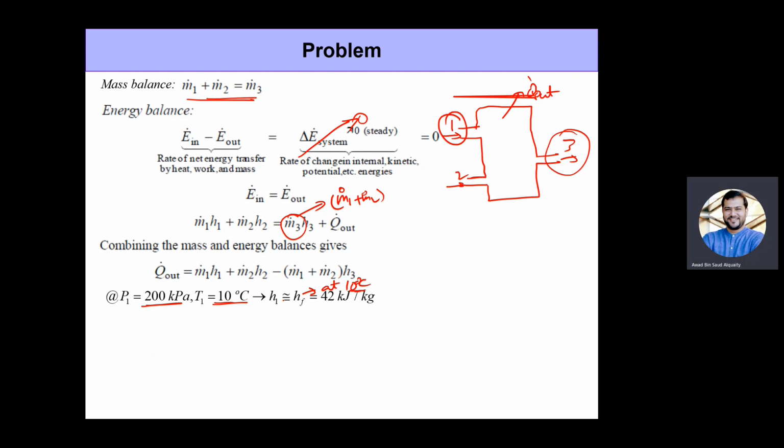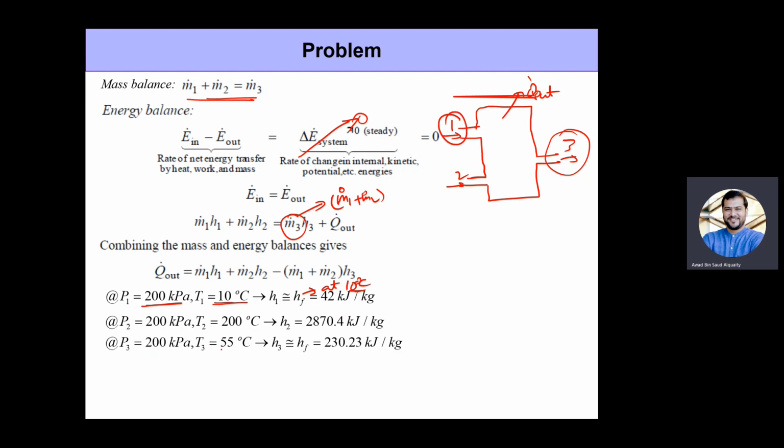In the same way, we'll do something for state 3, where it's also a compressed liquid state. So we're going to make use of h3 approximately equal to hf at 55 degrees Celsius and get 230.23 kilojoule per kilogram. For state 2, it's very straightforward. State 2 is superheated vapor, so you get the properties directly from the table. No approximations required. So now we have all the enthalpies.